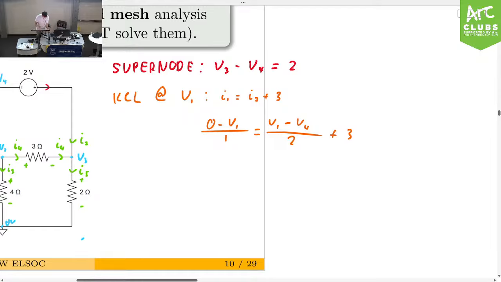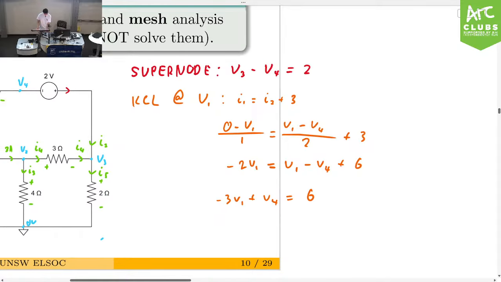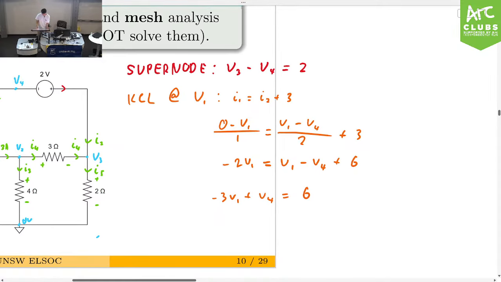So on the left-hand side, we'll get minus 2V1. Right-hand side, we'll just get V1 minus V4 plus 6. Now we don't have any fractions left. Let's simplify this a bit. We'll write it with all our voltages on the left and our constants on the right. So if we simplify this, we should get minus 3V1 plus V4 is equal to 6. So that gives us one of our equations.